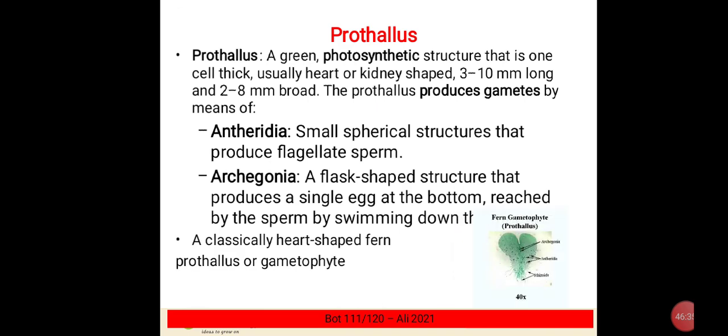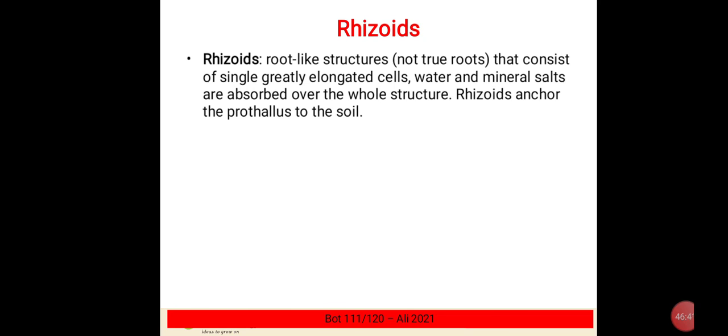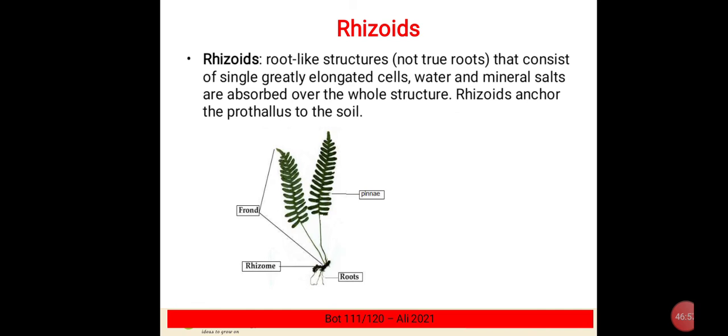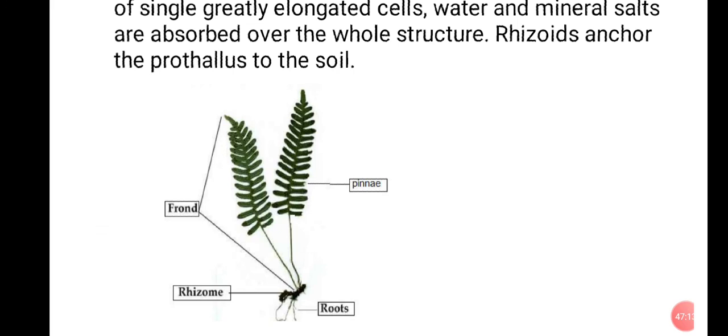Now let's continue. They are root-like structures, and I say they are not true roots, they are rhizoids. They consist of greatly elongated cells, and they absorb water and mineral salts. The first use of rhizoids is that they absorb water and mineral salts. The other use of the rhizoids is anchorage. They attach the prothallus firmly into the soil. Those are the two uses of rhizoids.